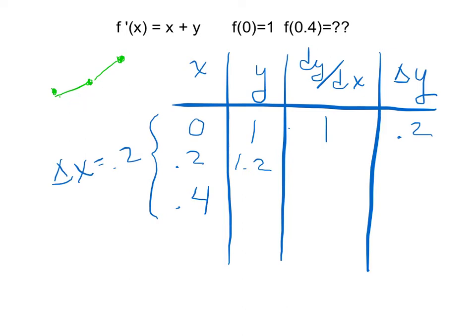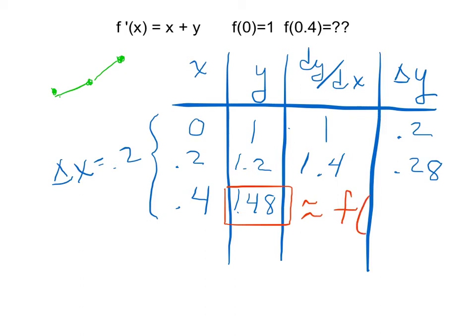And we're just going to repeat the process. We're now going to take our new x and y values, which are 0.2 and 1.2, add them together, and we get 1.4. And we're going to take that slope, multiply by the change in x, and we get 0.28. And we're going to add that result to our old y value, and that will give us 1.48. And I'm going to put a box around that. That is our estimate of f of 0.4.